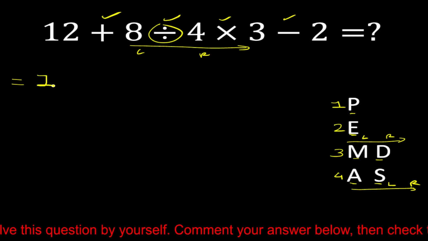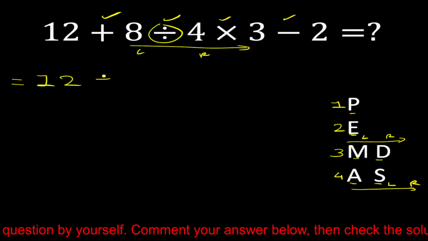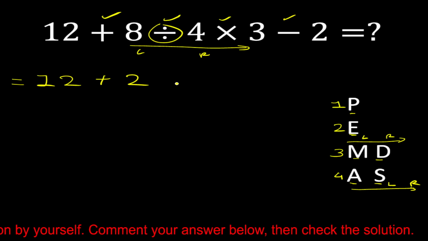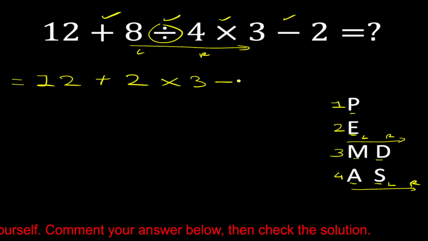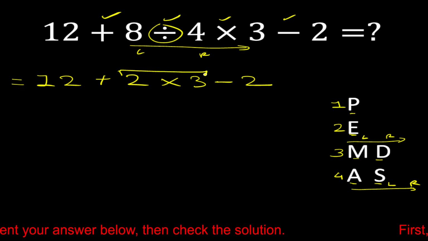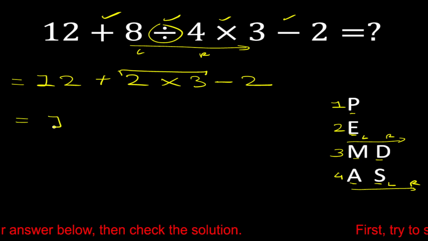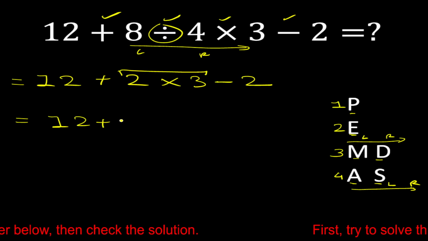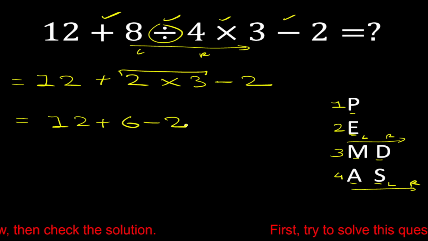12 plus, now 8 divided by 4 is 2, multiply 3 minus 2. Okay, so now we have to solve this multiplication. So 12 plus 2 multiplied by 3 is 6, minus 2.